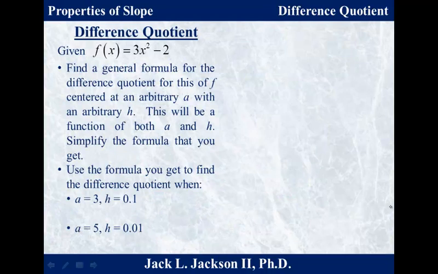Alright, now this one's a little more challenging. We're given a formula, f of x equals 3x squared minus 2. This time I want to put in an arbitrary a and an arbitrary h and do a difference quotient formula in general and see if we can simplify that. Use the defining rule for a difference quotient. Evaluate at these values of a and h, and then once you get done and simplify, it'll be a formula that has a and h in it, some numbers, and then use that formula to figure out the difference quotient for these particular numbers here. Okay, try this and then come back.